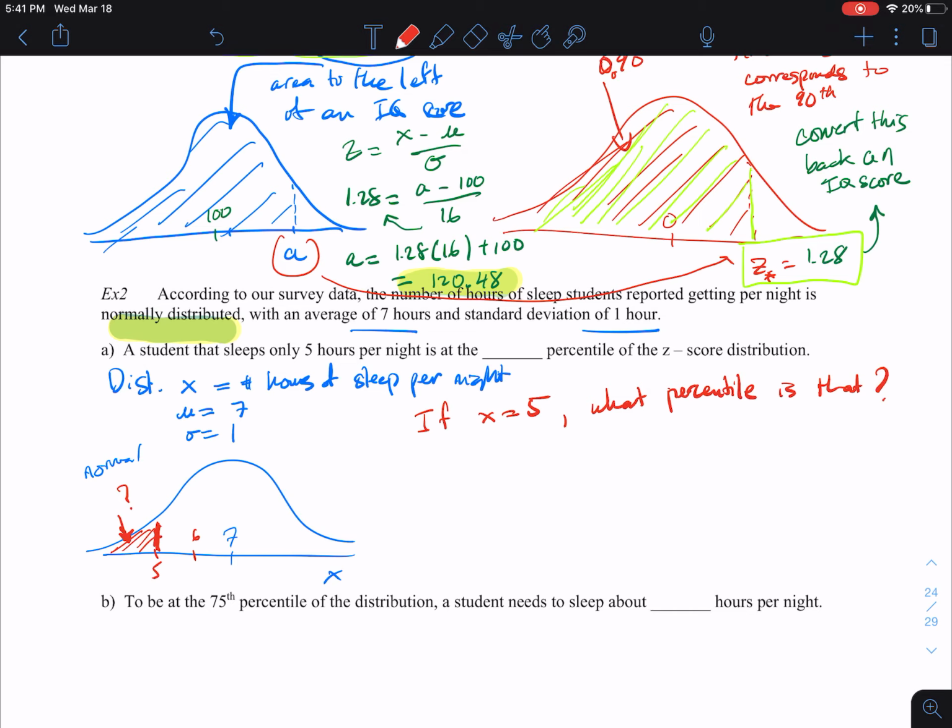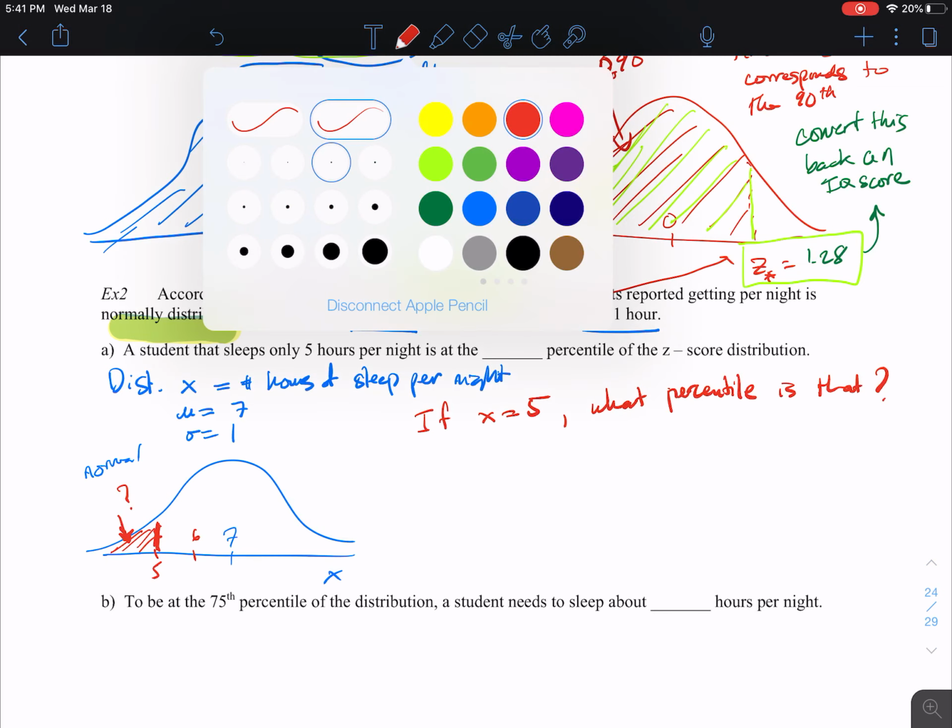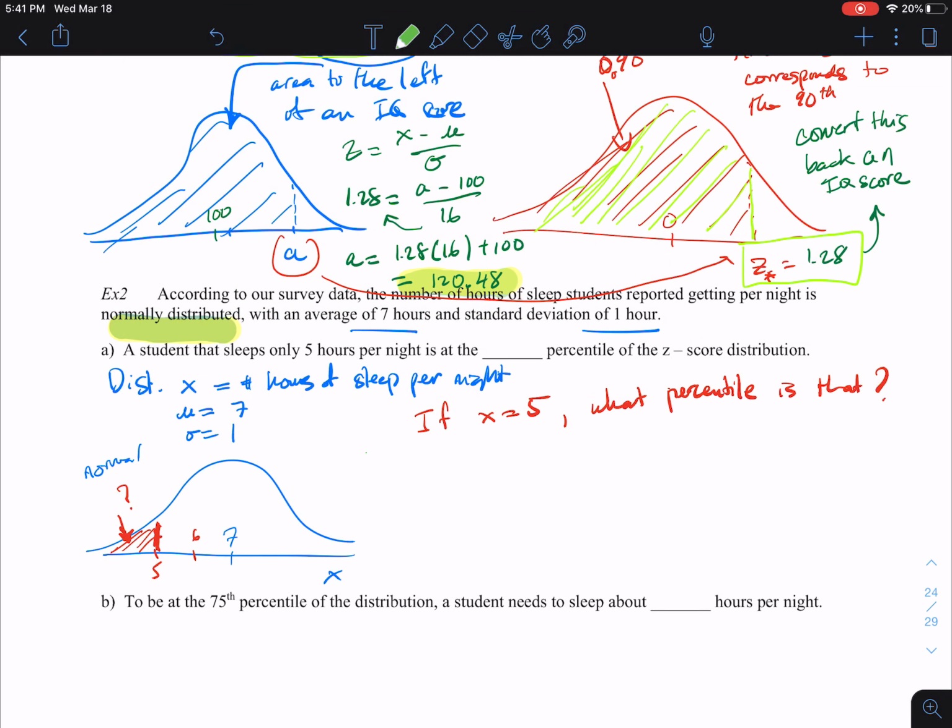Okay. So we can do the long way or the short way. Here is the long way. Let me explain the long way here. So the long way would be to convert x equal to 5 to a z-score. Okay. Then use the z-score to look up the area.